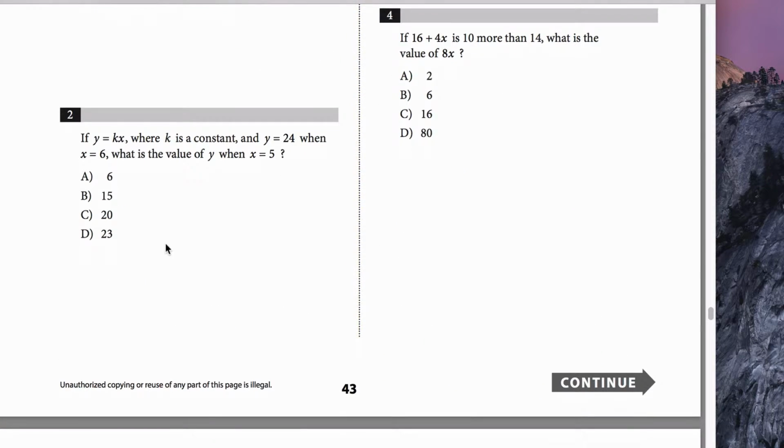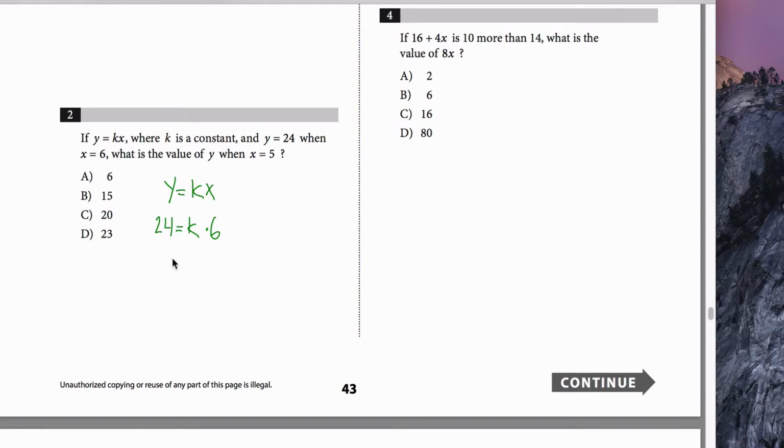Number two. It says if y equals k times x, where k is some constant, and y equals 24 when x equals 6, what is the value of y when x equals 5? Okay, so lots of information in here. What I think is easiest is to realize that they told you that y equals k times x. And then they also told you that when y equals 24, x equals 6. So what we can do is figure out what k is. K isn't given in the problem, but since it's a constant, we can solve for that value.